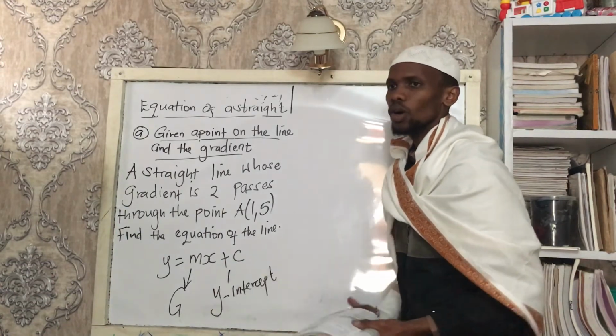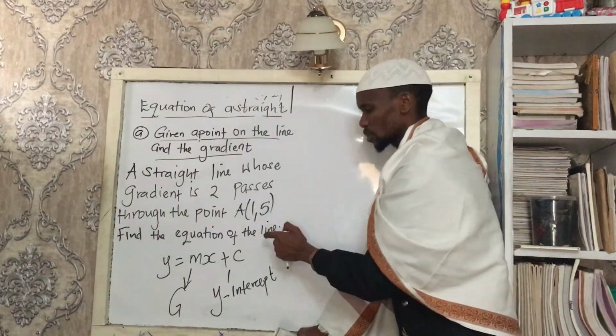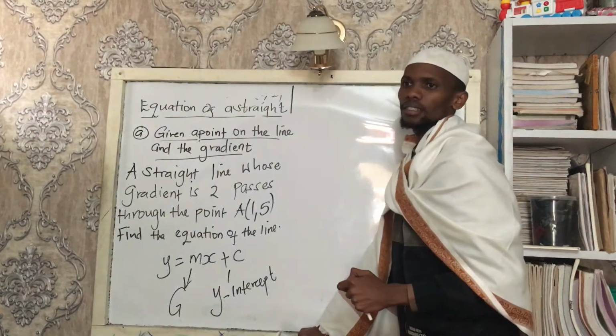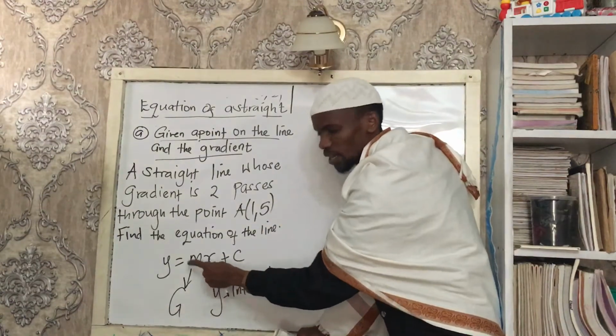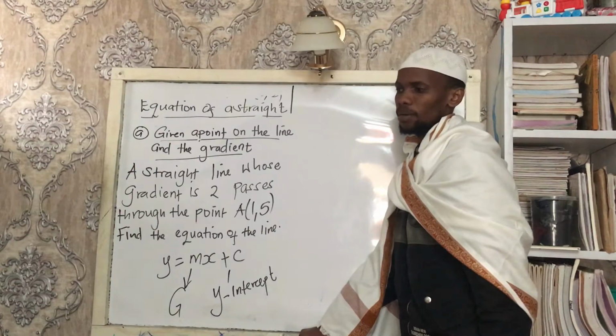Are we together? So after getting the equation, Najib, which is our gradient? 2. So we must get 2 here. Are we together? We must get 2 here.